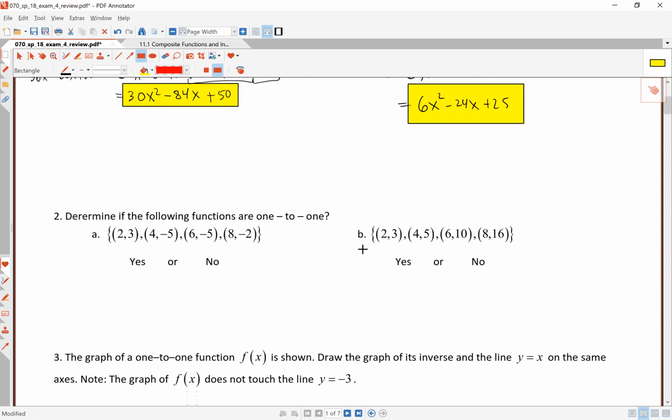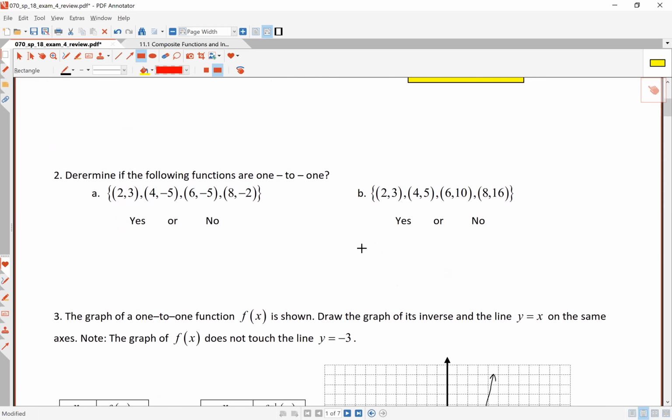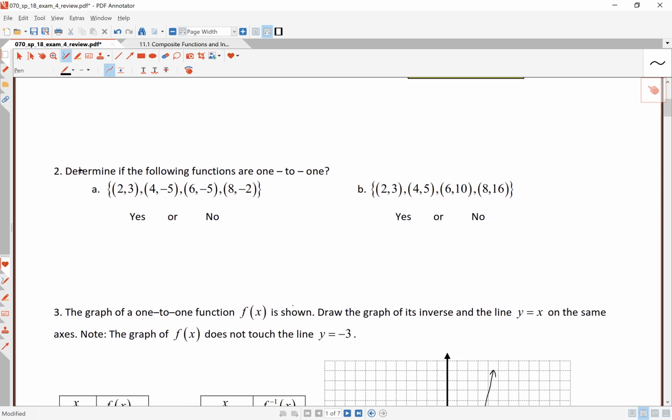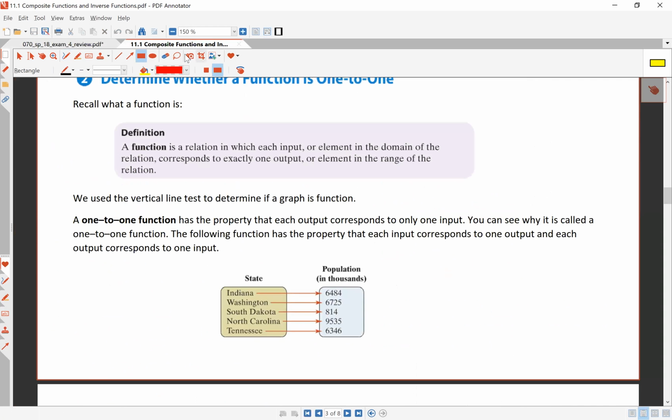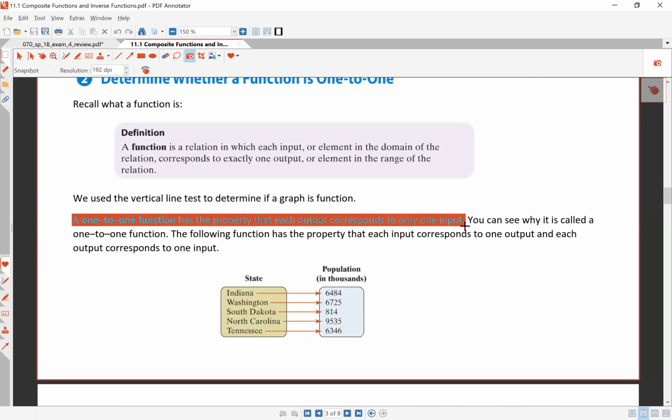Number 2, determine if the following functions are one-to-one. Recall that a one-to-one function states that each output corresponds to only one input.